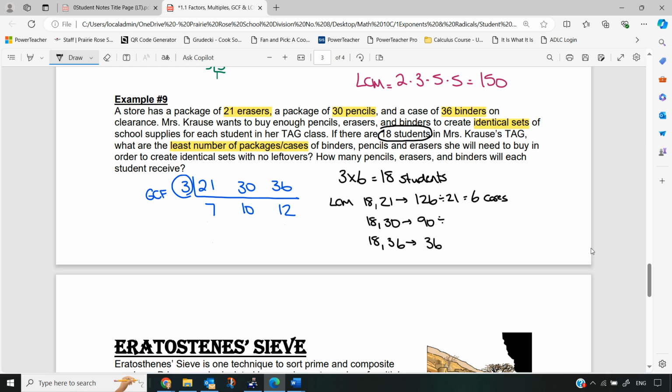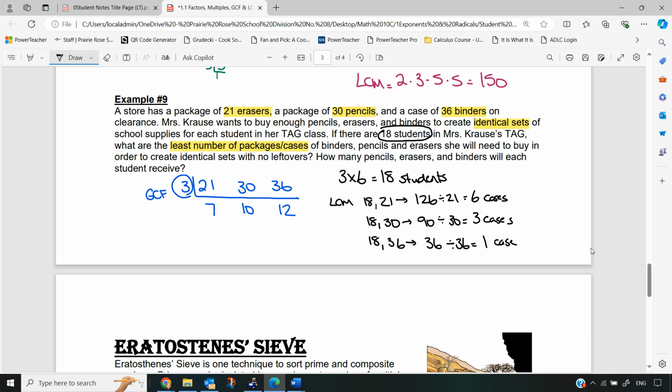And 90 divided by 30. 90 divided by 30 is 3. That means I'm going to need 3 cases of pencils. And 36 divided by 36 is 1. So I'm going to need one case of binders. Now that answers the first part.